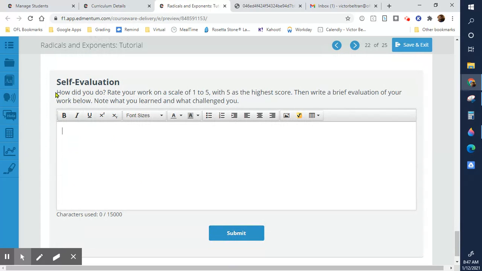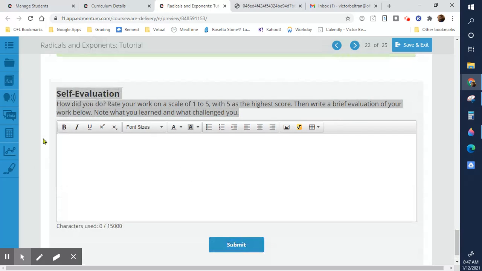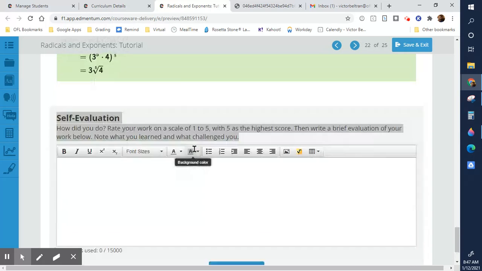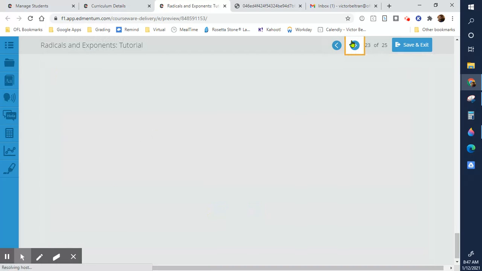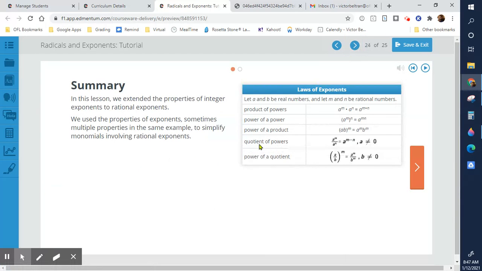All right, let's see what we have here. So summary. These power rules, definitely understand these power rules. We've learned them before, but now we know that we can apply them to fractions too. And we also know that roots are an exponent in disguise.